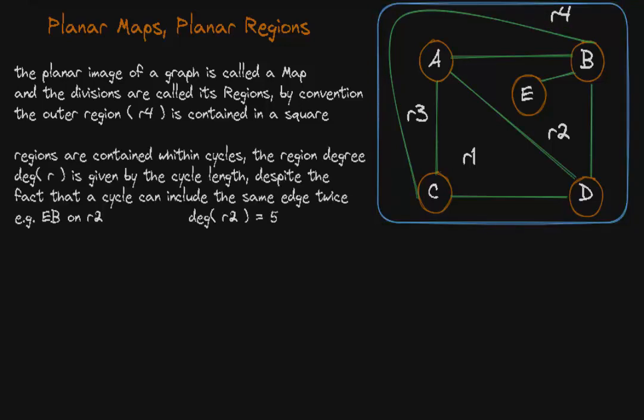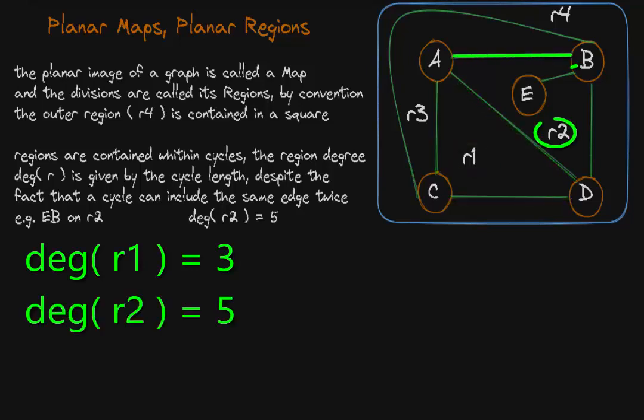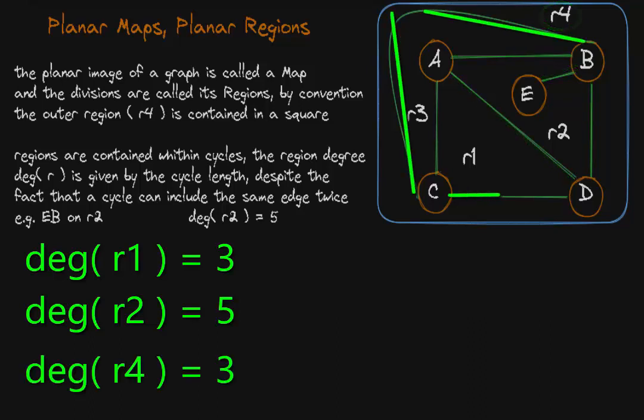A region degree is the number of edges contained in a region cycle. If both sides of an edge are involved, then that edge will sum twice. By example, the first region degree is 3, the second region degree is 5, and the fourth region degree is 3.